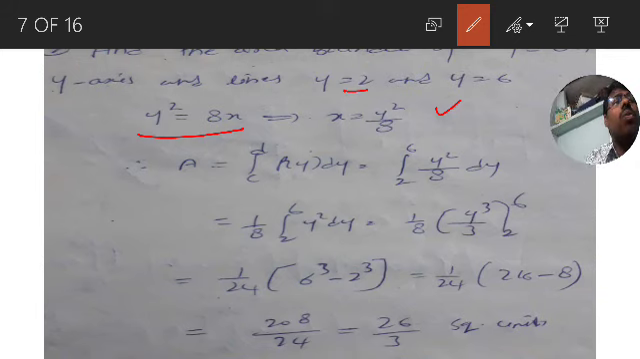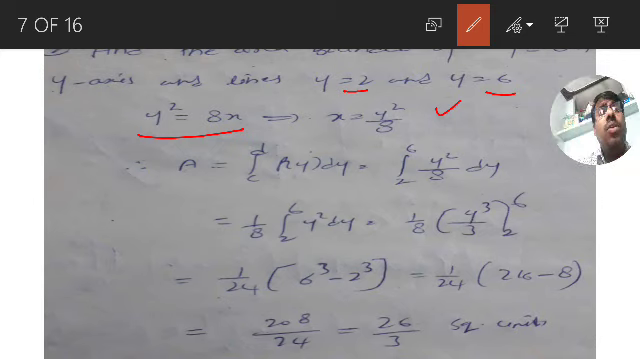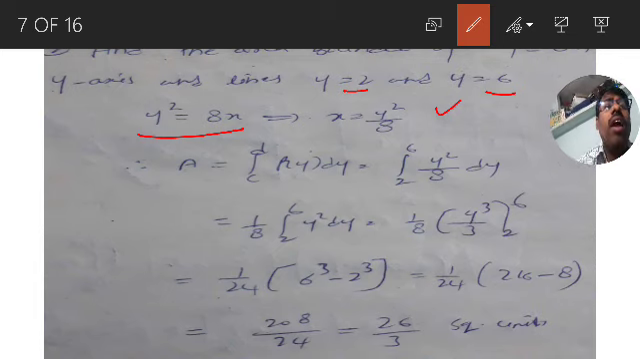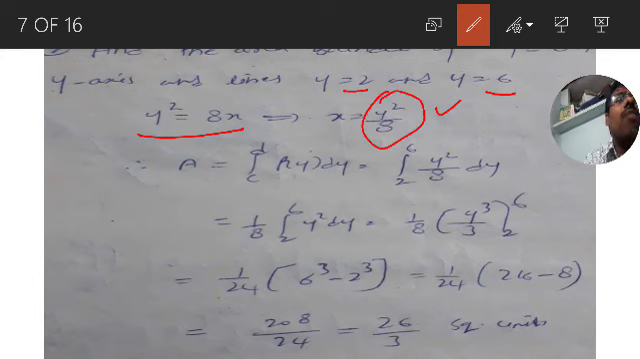C is equal to 2, D is equal to 6, area is equal to integration C to D f of y dy. What is C? 2, and what is D? 6, and what is f of y? F of y is y square by 8. So integration 2 to 6 y square by 8 into dy.